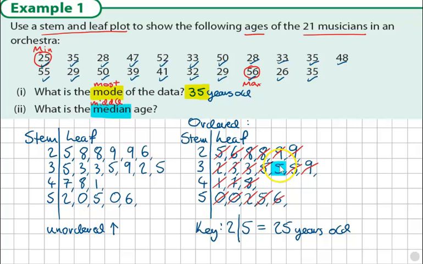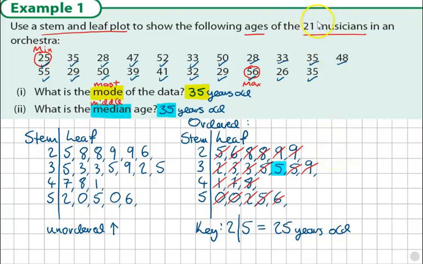Now remember, 5 is not the median, it's 35. So the median age is 35 years old. So it's just a coincidence that it's the same number. Sometimes that happens, that the median and the mode are the same. Not always. Another way we could have worked out the median is by taking the total amount.